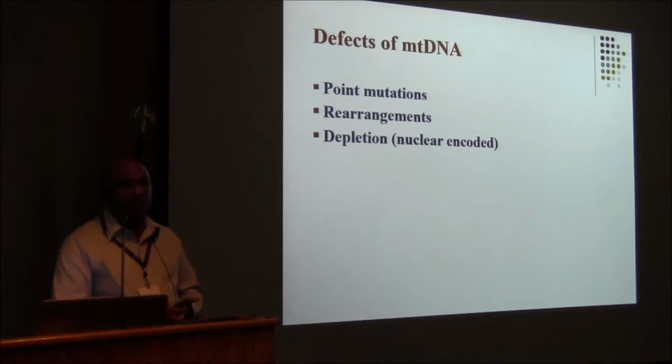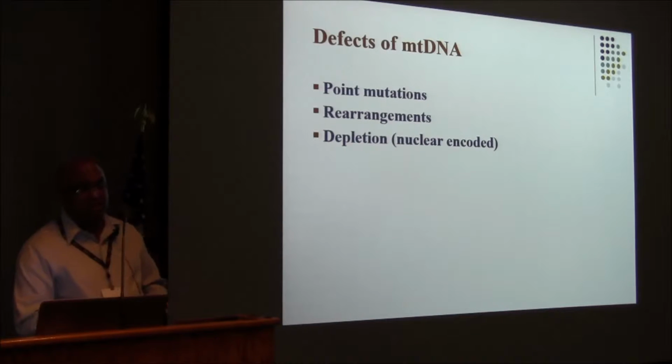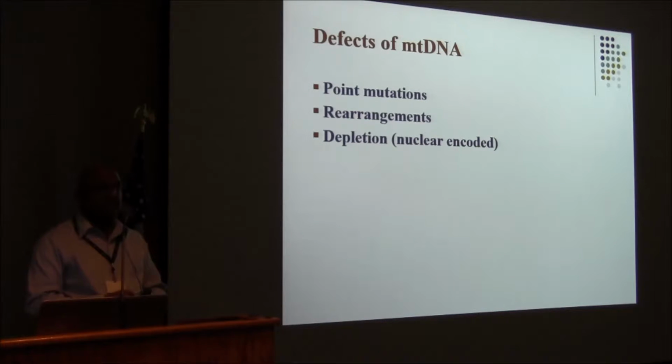What kind of defects do we see in mitochondrial DNA? It can have point mutations, rearrangements, deletions, and depletions. Depletions most of the time come because of a mutation in the nuclear DNA.